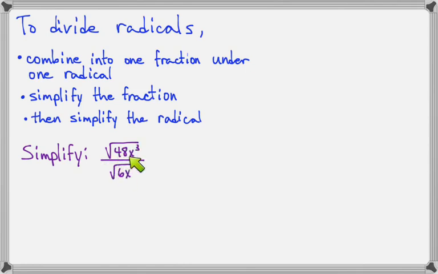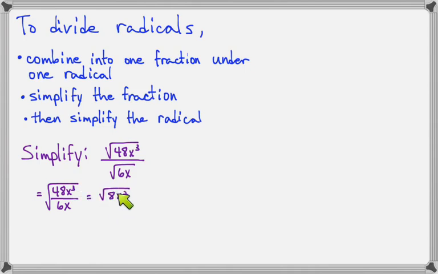Okay, now simplify. Square root of 48 x to the third over the square root of 6x. And your first impulse might be, well, I can simplify square root of 48x to the third. But if you do, you'll have a mess on your hands. What I want you to do is make this all into one big fraction that's under one big radical. Because this fraction is going to be much easier to work on than the radicals. So let's reduce: 48 over 6 makes 8. And x to the third over x makes x to the second.